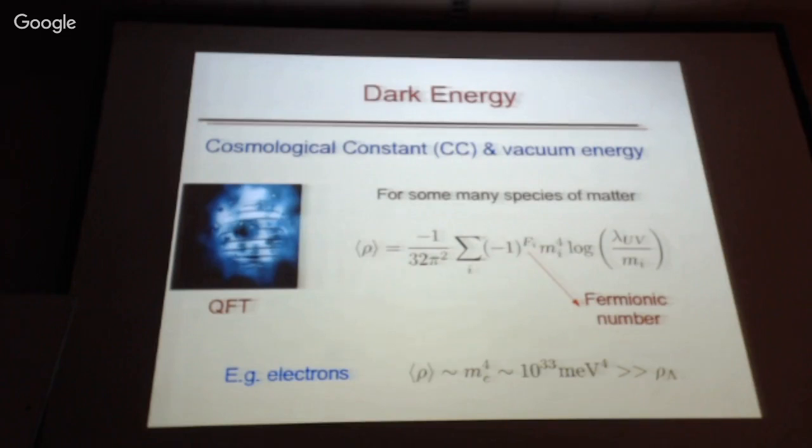Now I can think that there's not only one kind of species, but several kinds of species. If they are fermions, they contribute with a -1. If they're bosons, they contribute with a +1. And then I can add them all. So if, for example, I only had electrons in the world, I would get a vacuum energy that scales pretty much like the mass of the electron to the 4th. And that is 10 to the 33 milli-electron volts. And that is something like 30 times larger than the observed value we have for the dark energy.